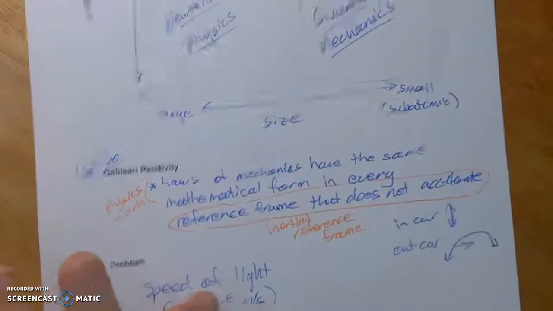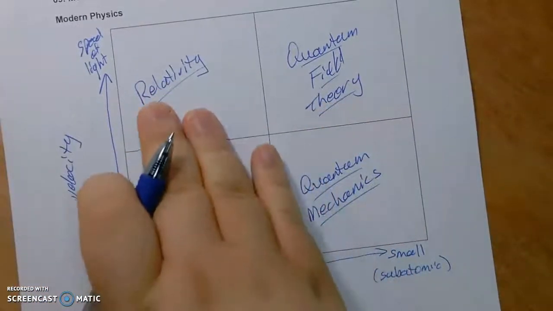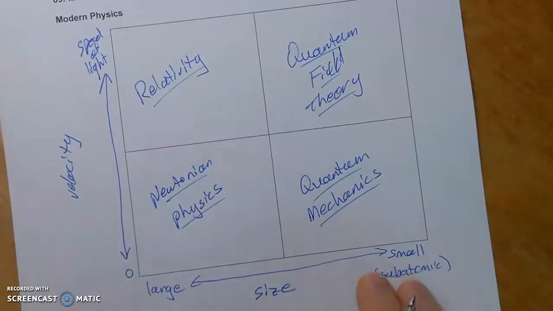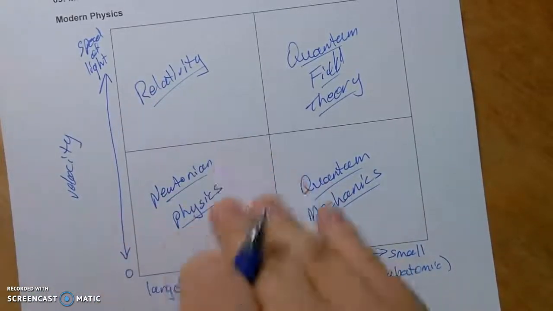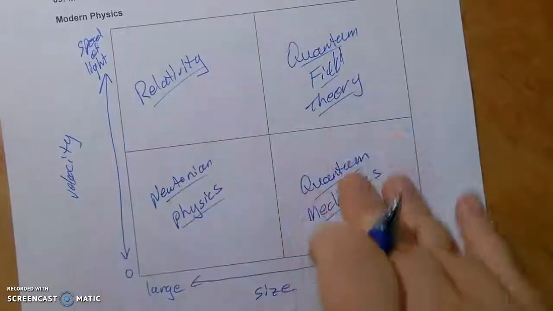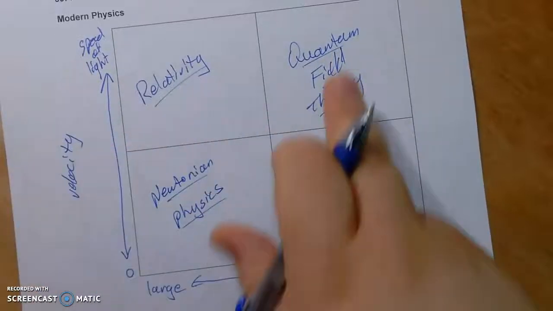I just wanted to get the basics down today, so that you understand that when we're talking about relativity, that's near the speed of light. When we're talking about quantum mechanics, that's when things are subatomic. Newtonian physics is what we've been studying all along. And quantum field theory is just way, way advanced and theoretical, where we're doing both of those things, fast and small.